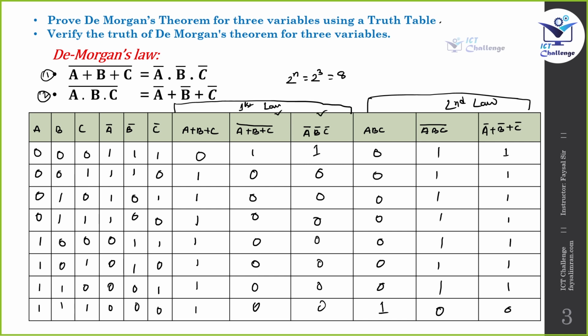So again, the equation is ABC whole bar, this is our left hand side, and the right side is a bar plus b bar plus c bar, this is our right hand side. If you see, the value is the same for both sides. So this is the proof of De Morgan's law for 3 variables using a truth table. Okay, do you understand this table?